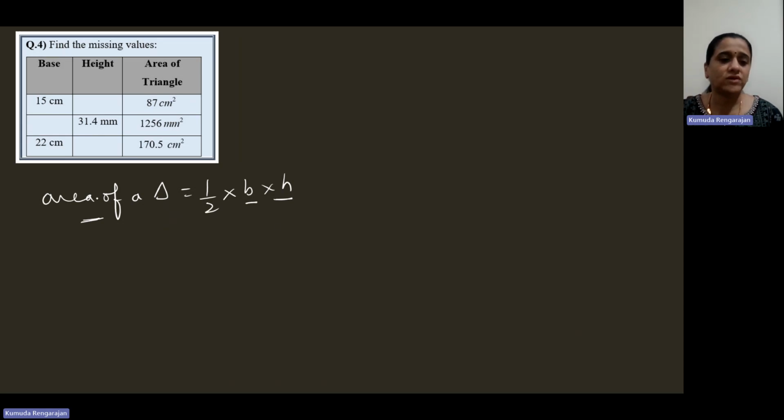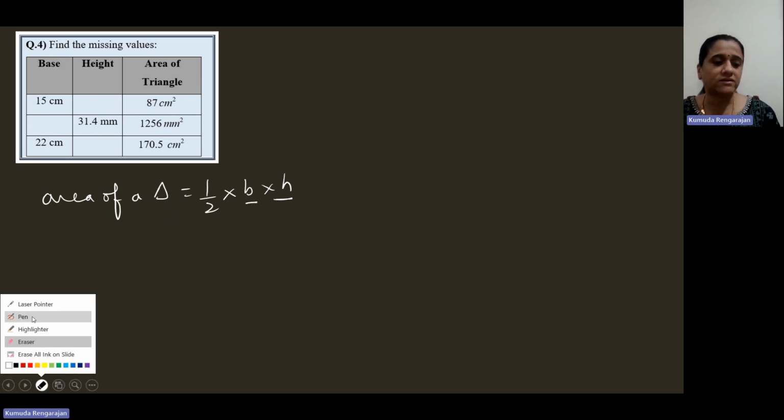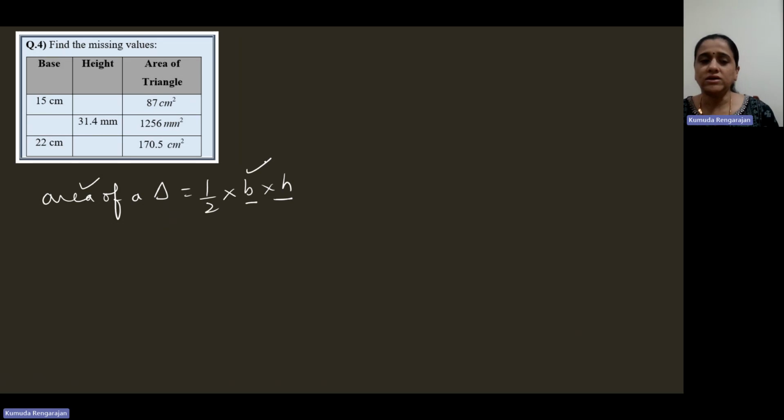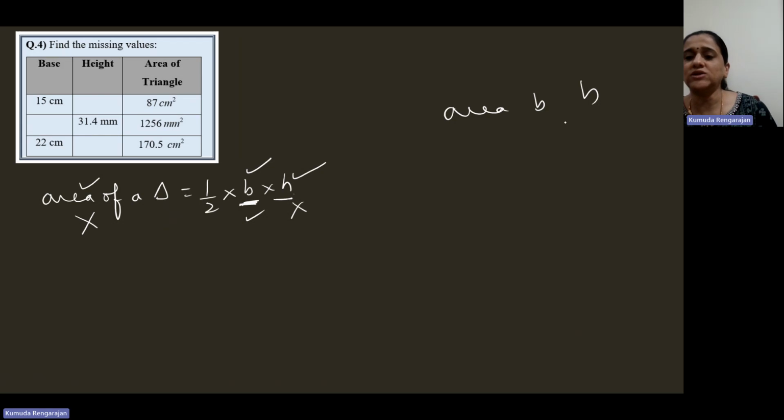So in the question, if you're given the base and height of the triangle, then you can substitute and find the area. You can substitute the values in this formula and find the area of the triangle. Supposing you're given the values of area and base, then you can substitute and find the height of the triangle corresponding to this base. Or if you're given the area of the triangle and the altitude, then you can find the base corresponding to this altitude. So area, base, height. Given any two values, you can find the third one using this formula.